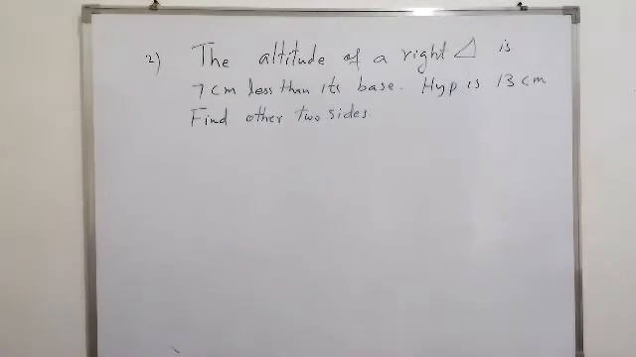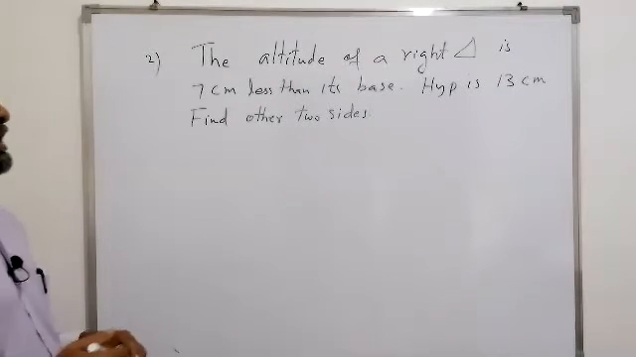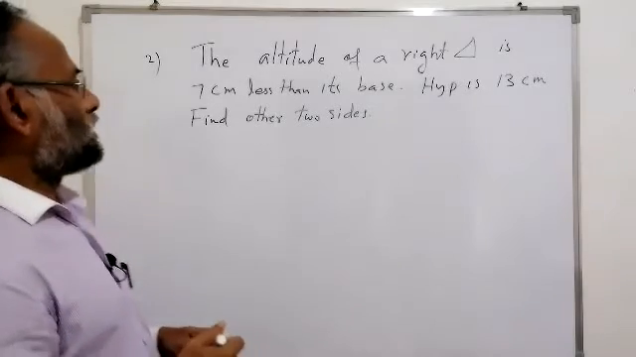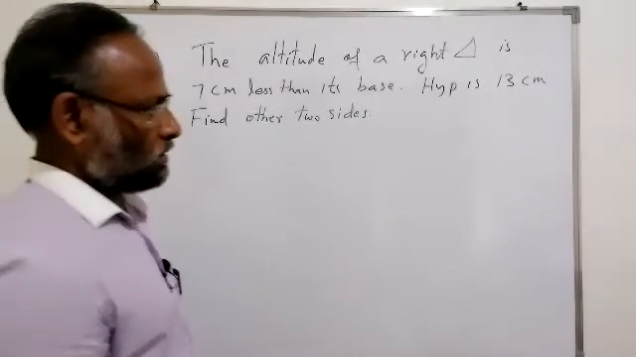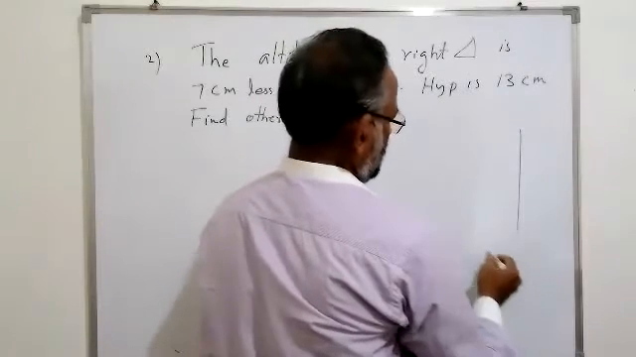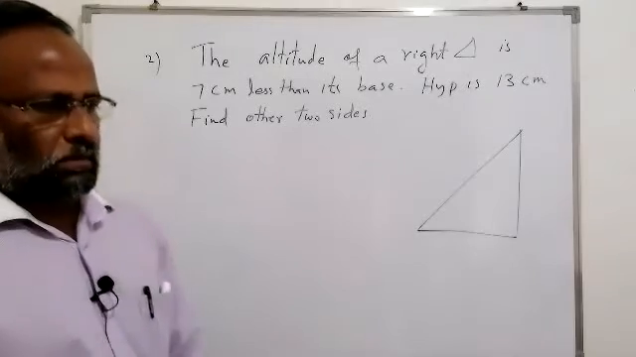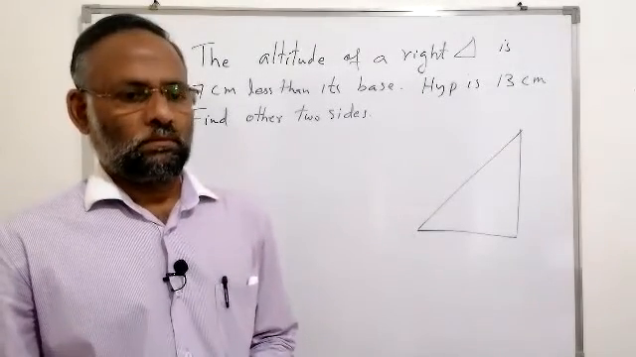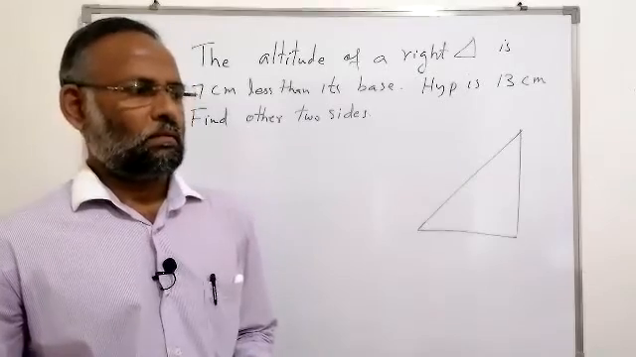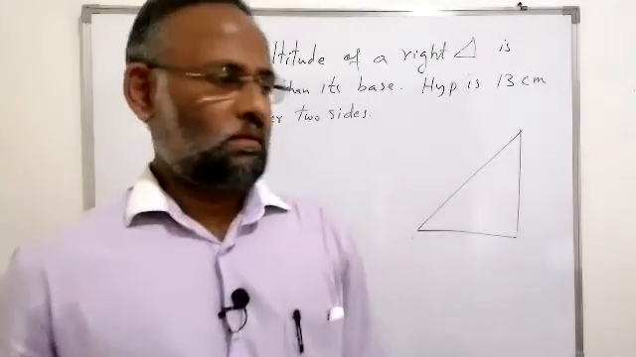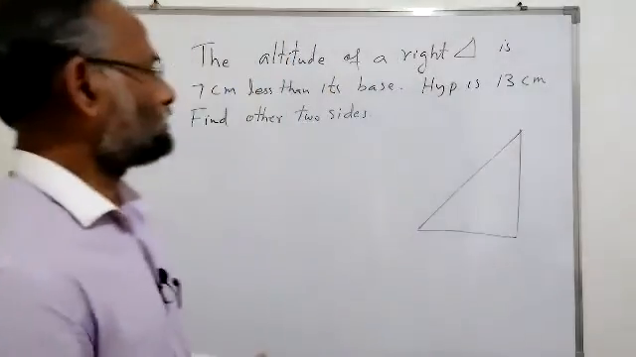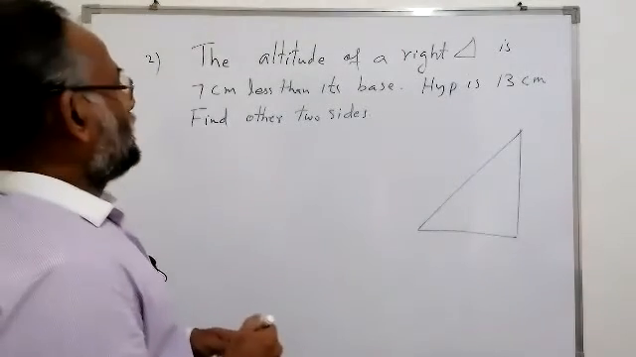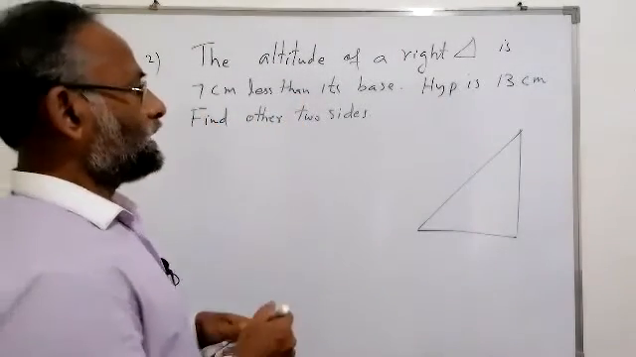The altitude of a right triangle is 7 centimeter less than its base. Hypotenuse is 13 centimeter. Find the other two sides. Draw the right triangle, all of you, and mark what is given. You understood? Mark it. 7 centimeter less than its base.